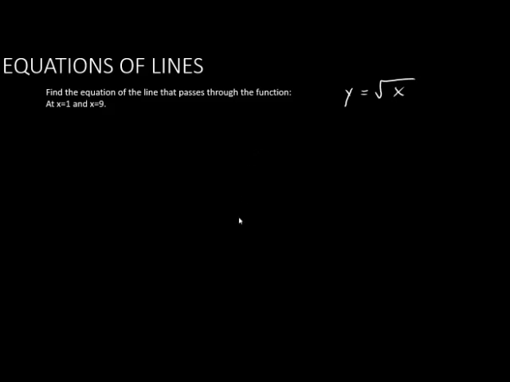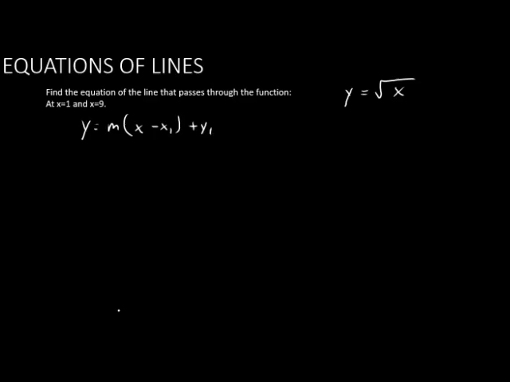Here we'll find the equation of a line. We are asked to find the equation of a line that passes through the function y equals square root of x at x equals 1 and x equals 9. The formula for the equation of a line looks like this. We'll say y equals m times (x minus x1) plus y1.